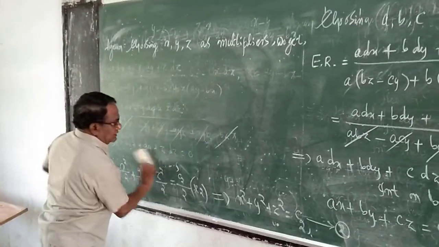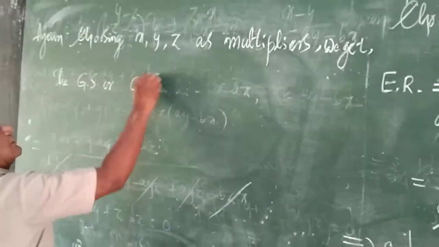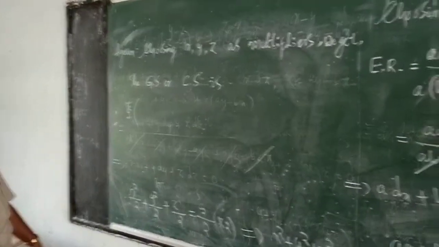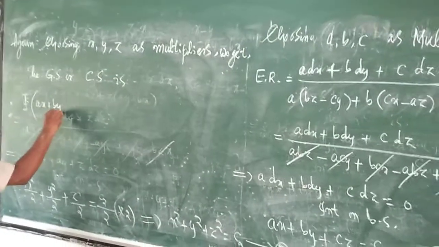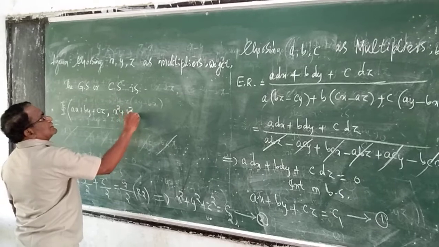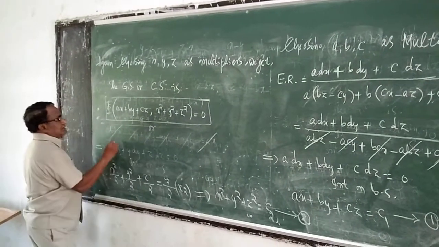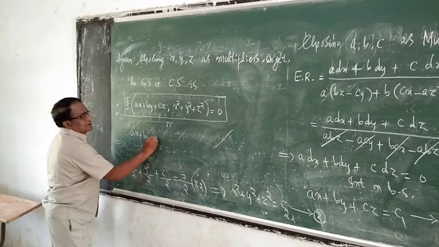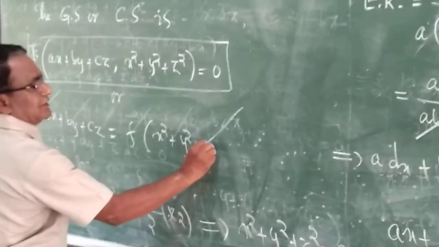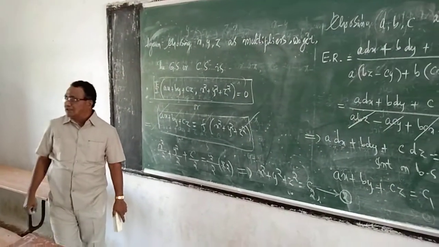Finally, the general solution or complete solution is phi of u, where u is ax plus by plus cz, comma v is x squared plus y squared plus z squared, is equal to 0, or this can be written as ax plus by plus cz is equal to f of x squared plus y squared plus z squared. Like this, you can solve the other examples also.